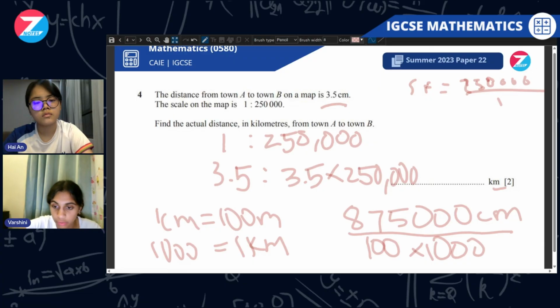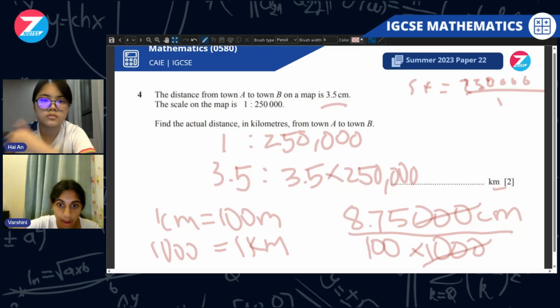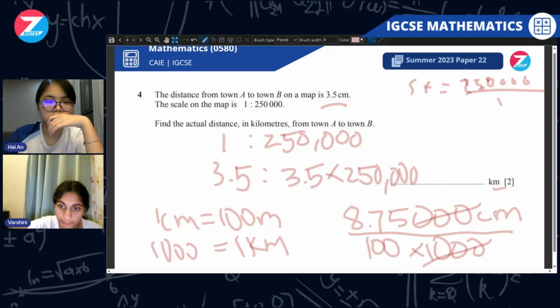Okay, so over here we have 1, 2, 3, 4, 5 zeros. We can cancel out 3 zeros, and that leaves 4, 5. So we put in a decimal point over there because 7 and 5 are the 2 digits. So we will get 8.75 kilometers.